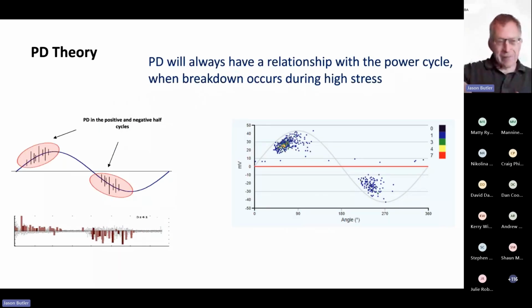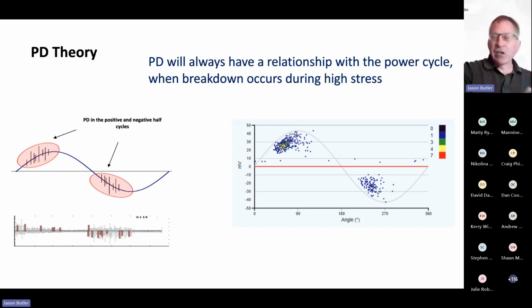Okay, right, a little bit more of theory. So you've got here the power curve. And what you've got here is the PD will occur on the rising and falling edges when the insulation breaks down. It's not always going to break down exactly at the same point, but it's going to be there or thereabouts, which means you get these blobs appearing, the 180-degree identification.